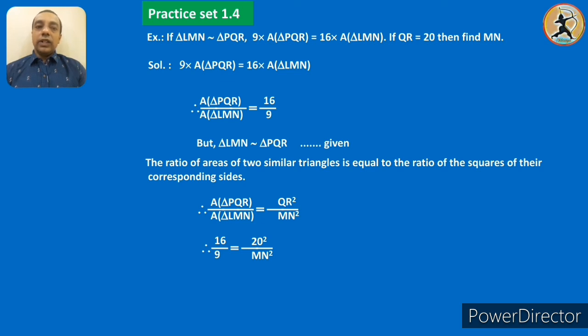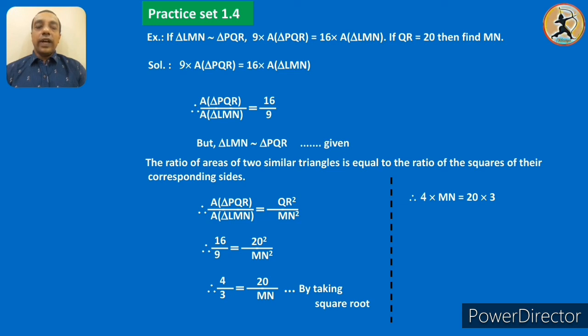Now in this equation, look at all the terms here. 16 is a perfect square, 9 is a perfect square, 20 is in the form of a square, and MN is also in square format. So we can take the square root of both the sides here. We'll get the equation 4 upon 3 is equal to 20 upon MN by taking square root. And of course, to find out MN, let us take a cross multiplication of both the sides. That will be 4 into MN is equal to 20 into 3.